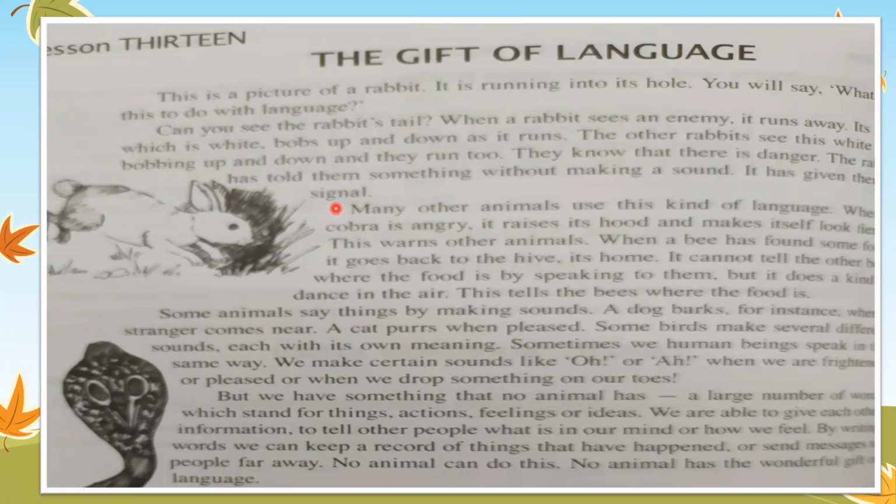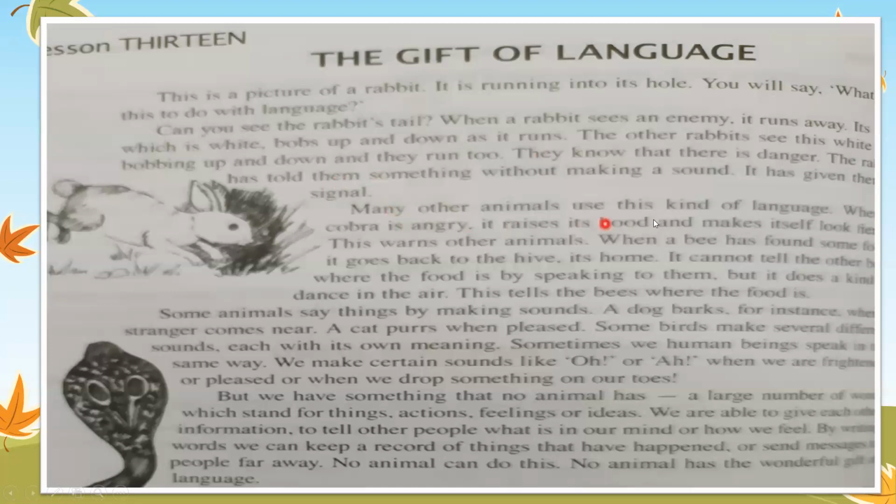Now, dear students, this is a kind of signal. The rabbit didn't speak, it didn't say anything, but it told its friends that there is danger. And how did it happen? When it raised its tail, bobbing up and down as it runs, the other rabbits came to know that yes, there is a kind of danger, and they also ran away.